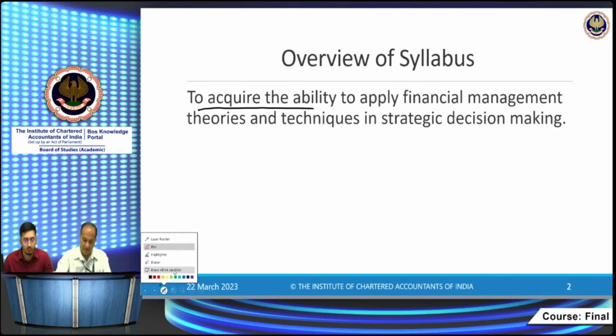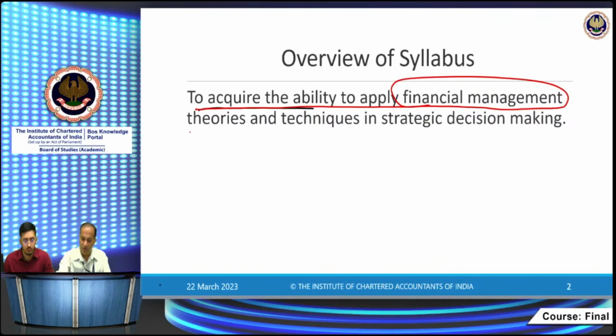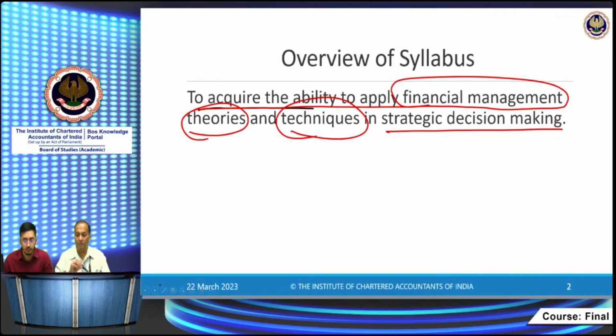The objective is to acquire the ability to apply financial management theories and techniques in strategic decision making. So that's why this paper's name is Strategic Financial Management. Because you have studied the basics of financial management at your inter level, here their application in strategic management decisions will be covered.